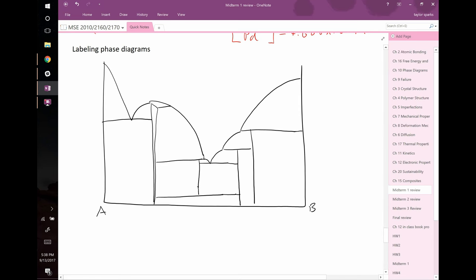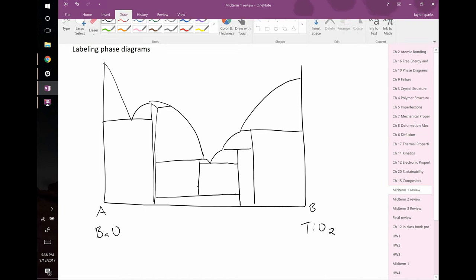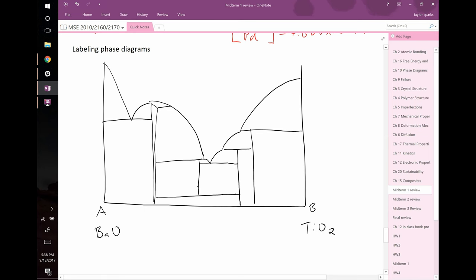Okay, we have a phase diagram. This belongs to the barium oxide titanium system, right? So A is barium oxide, BaO, and TiO2. How would you go about labeling this monstrosity? Liquid is always a safe bet. Up top, you're going to have liquid, right? Now what do you do?